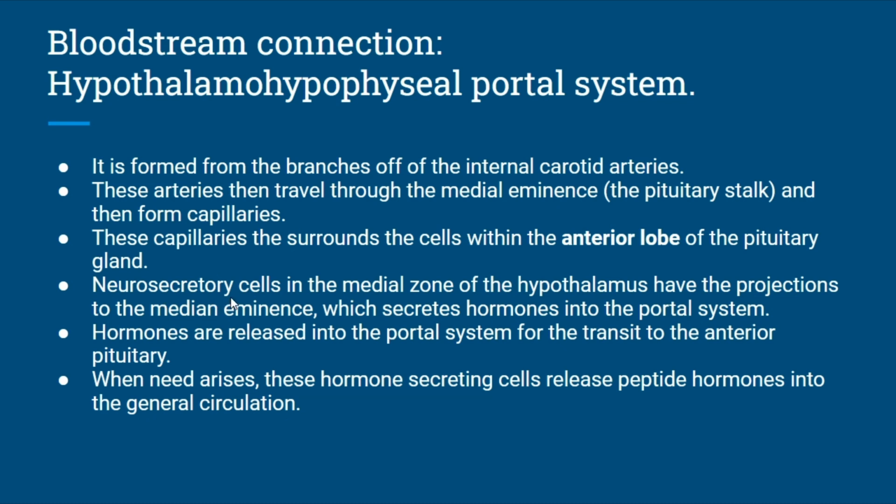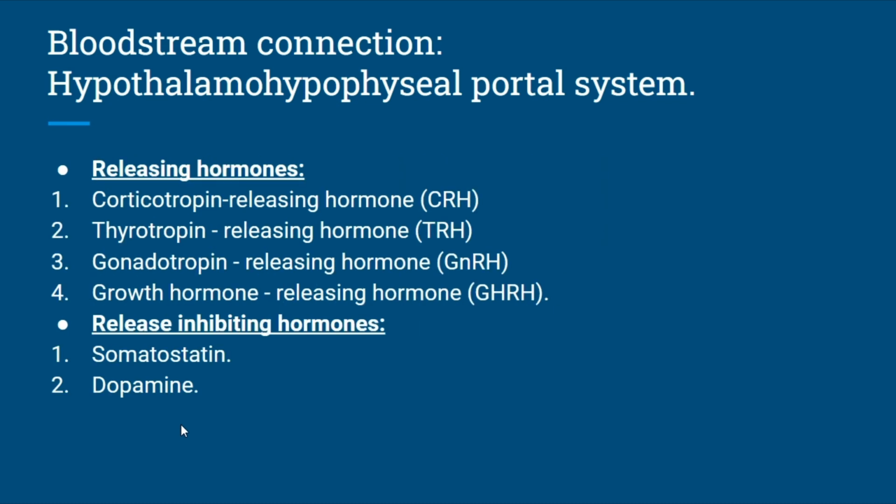These neurosecretory cells in the medial zone of the hypothalamus have projections to the median eminence, which secretes hormones into the portal system, and the hormone is released into the portal system for the transit to the anterior pituitary. And when the need arises, these hormone secreting cells release peptide hormones into the general circulation. So what type of hormones are released? One is the corticotropin releasing hormone, CRH, thyrotropin releasing hormone, TRH, gonadotropin releasing hormone, GnRH, and growth hormone releasing hormone, GHRH. And the releasing inhibiting hormones are somatostatin and dopamine.